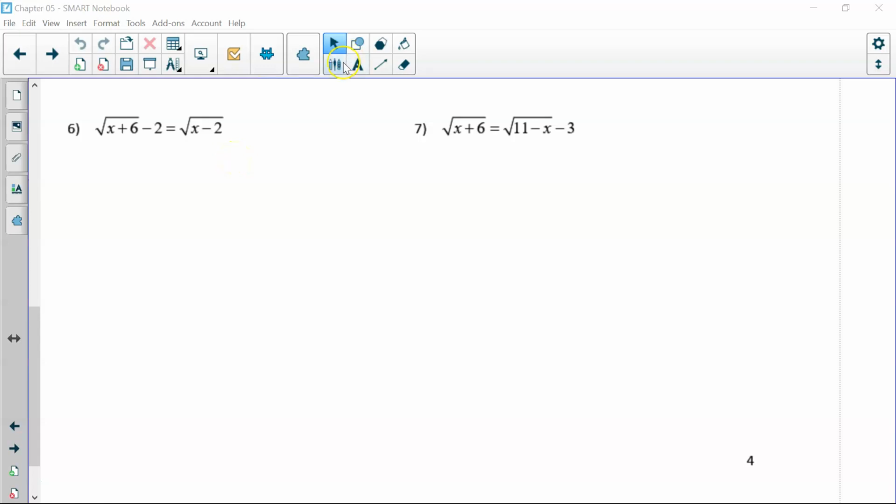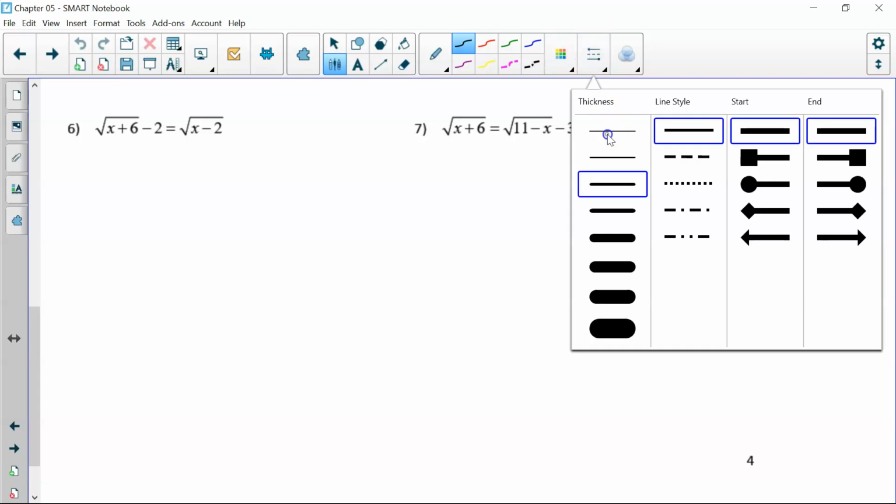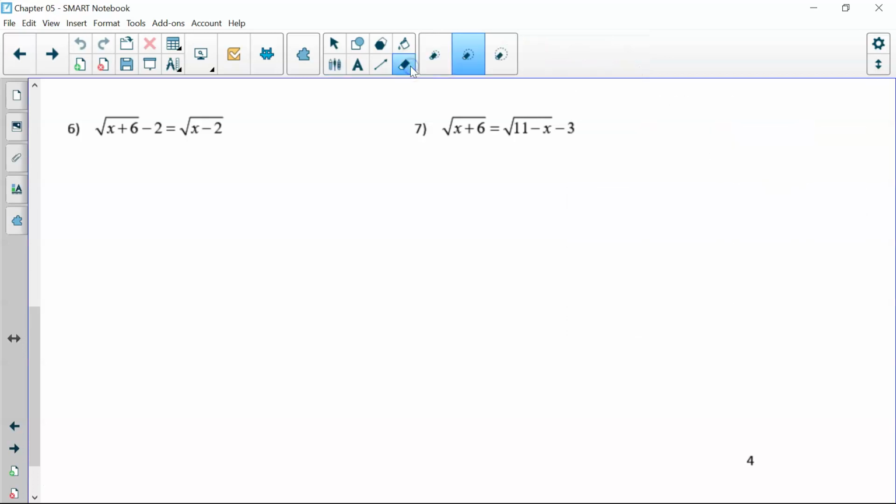Welcome back to section 5.12. We're still talking about solving square root and absolute value type equations. So now for problem number 6, we can isolate the square root.